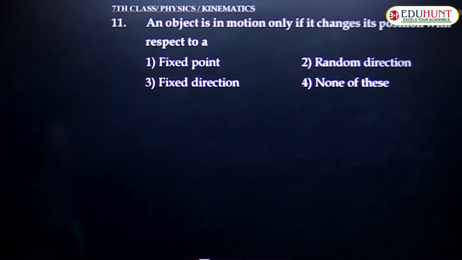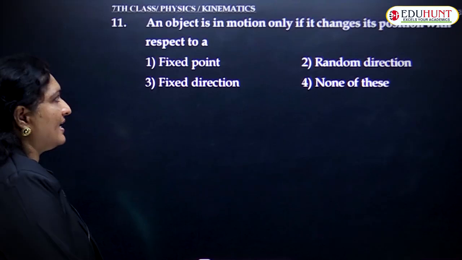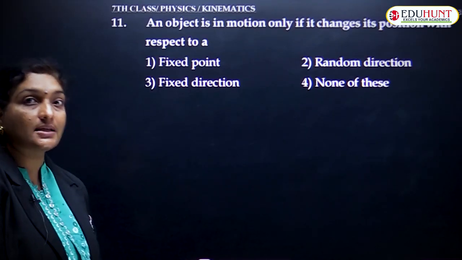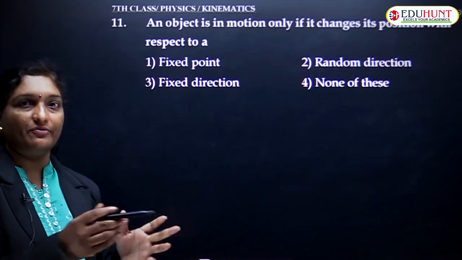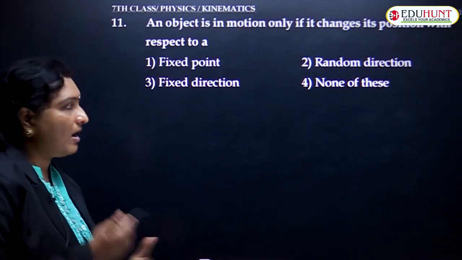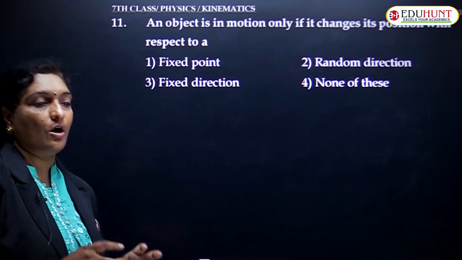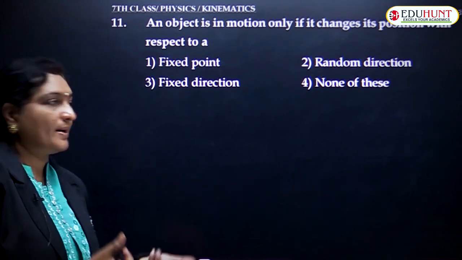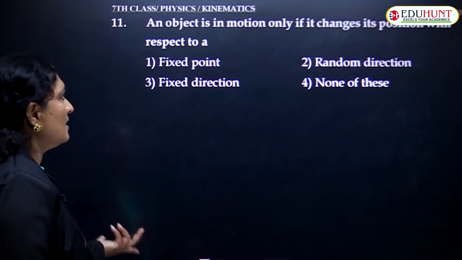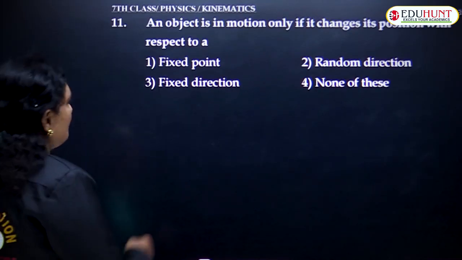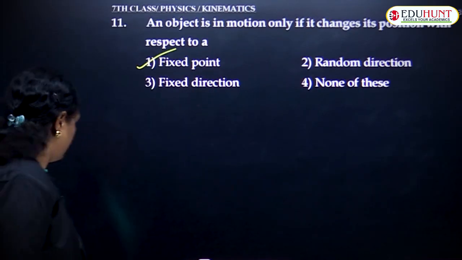Next. An object is in motion only if it changes its position with respect to a fixed point. Some reference point or fixed point is there. So how do you define the motion of a body? Whenever the position of a body or object changes with respect to some fixed point, then we say that the body is set into motion. Okay, so fixed point.